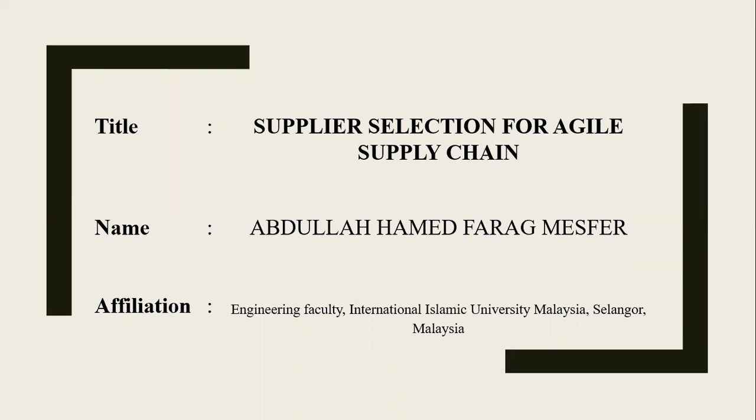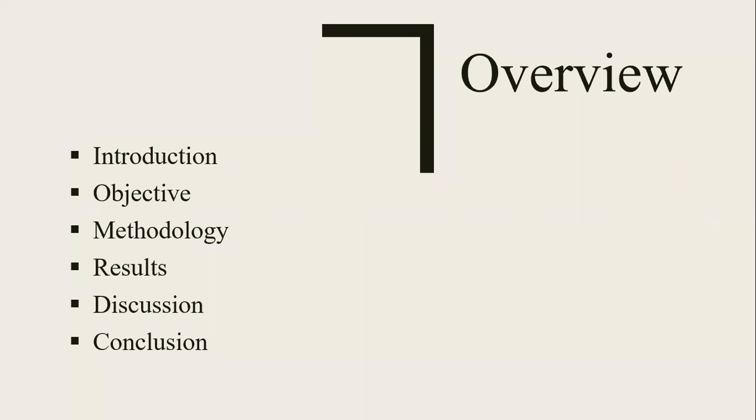Hello, everyone. I am here today to present the paper titled Supplier Selection for Agile Supply Chain. The main body of the paper consists of the following sections: Introduction, Objective, Methodology, Results, Discussion, and Conclusion.